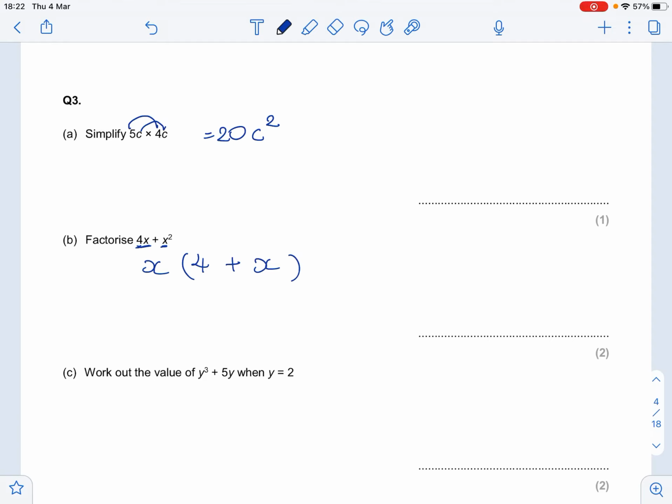Then part C, work out the value of this when y equals 2. This is a substitution question. We're going to substitute the values into the equation. So when y is equal to 2, this would be replacing y with 2, cubed, plus 5 multiplied by 2. So 2 cubed is 8, plus 5 times 2, 10. This is 18.